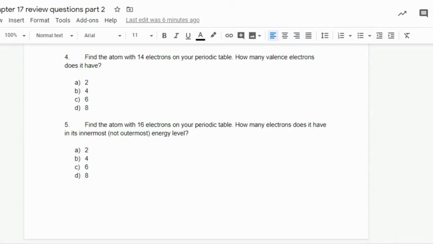Because with 16 electrons, it has at least 2, and there are always 2 in a completely full first, innermost energy level. There'd be 6 in the outermost energy level, but that's not what this question asks. The innermost energy level can only fit 2. So the answer is A. The answer to number 5 is A.